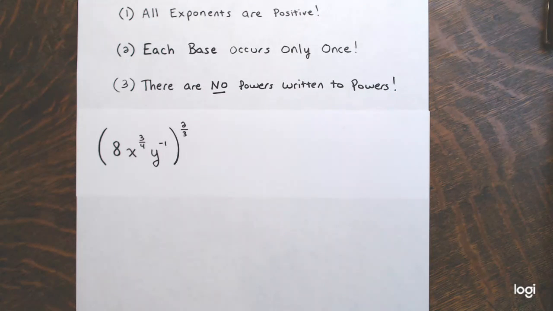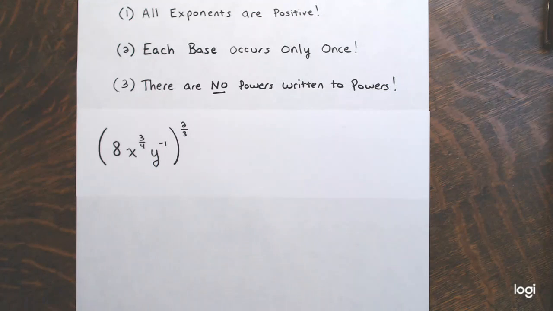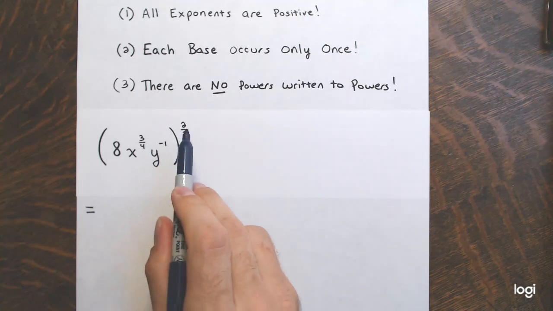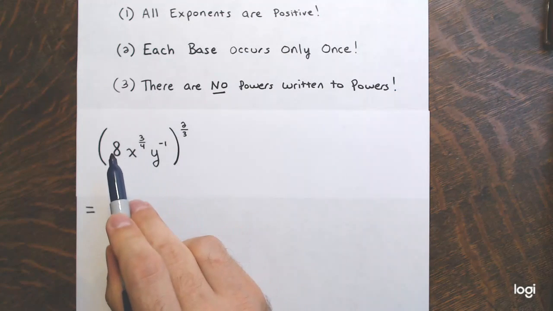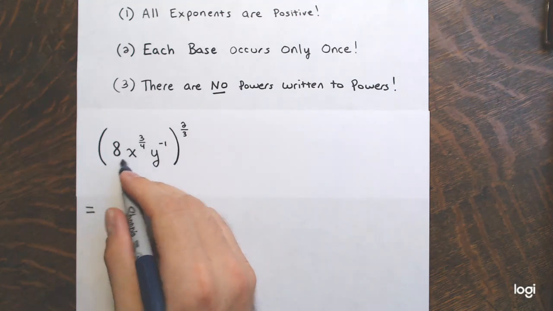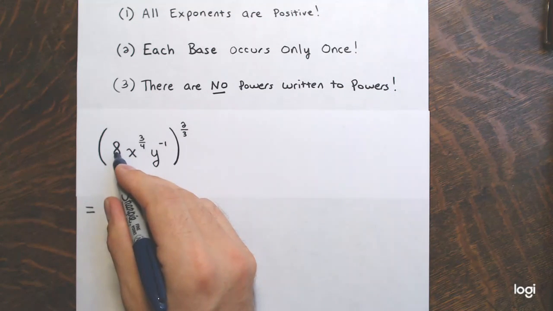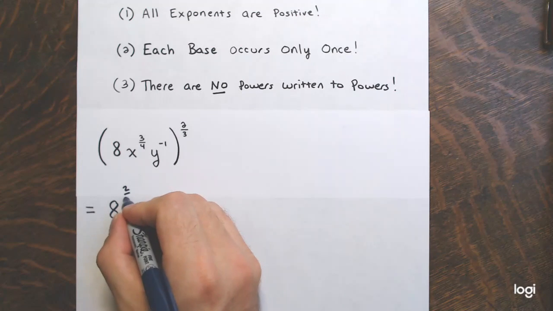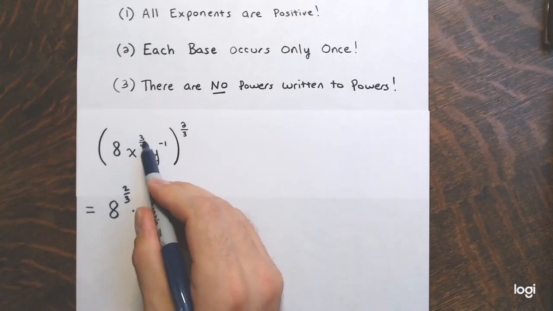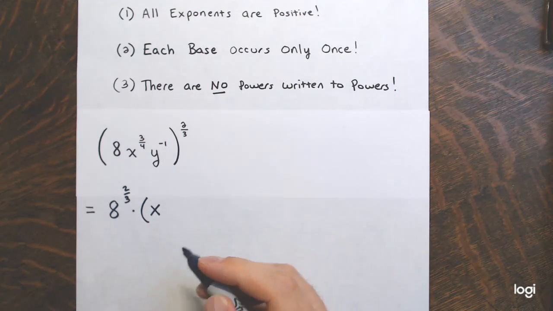All right, so remember that product to a power rule I wrote up earlier? You can take a product that's raised to a power and write it as the product of each factor to that power. So this product to the 2/3 is equal to 8, the first factor to the 2/3, times, and then the next factor in here is this x to the 3/4. I'll put in parentheses because we'll have a power to a power.